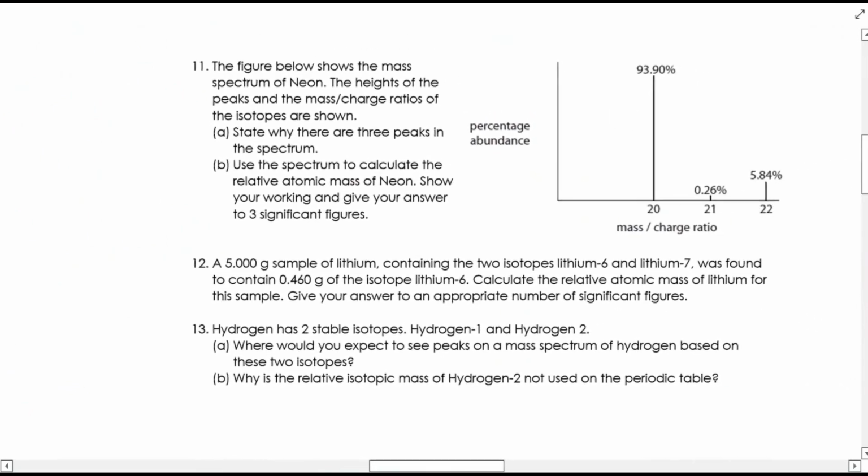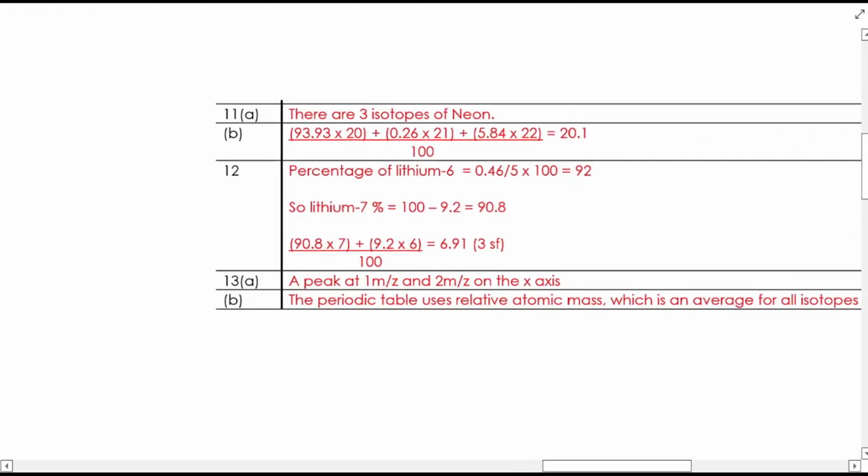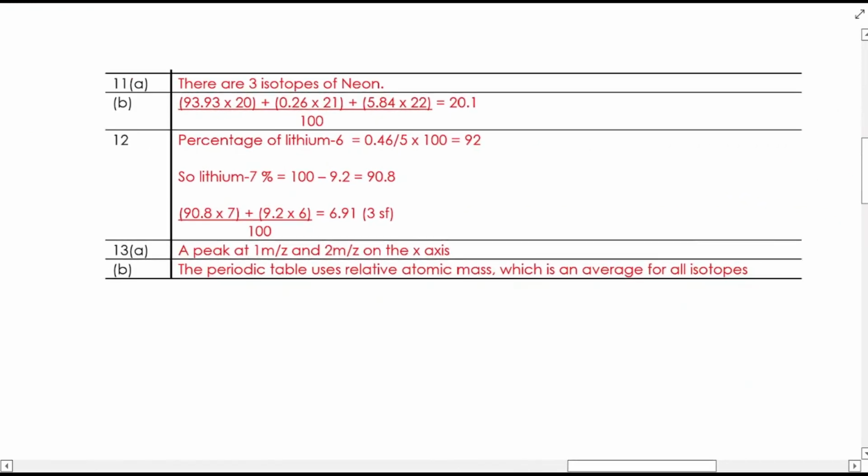So over here I've got some questions for you. These questions talk about how to work out the relative atomic mass from percentages and how to draw a mass spectrum. If you just pause it for a second, have a go at the questions, then unpause it, and we'll talk about the answers in just a second. Good luck. Okay, so here are the answers. Again, I'll pause for a second and let you have a look at it. Make sure you've got your workings correct.